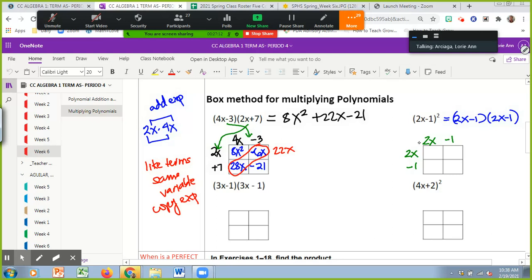So when we get them, they can go anywhere. Yep, they can go anywhere. But you cannot mix up 2x and minus 3 on the same side because they don't belong together. Does that make sense? So 4x minus 3, it could go on top or at the bottom.